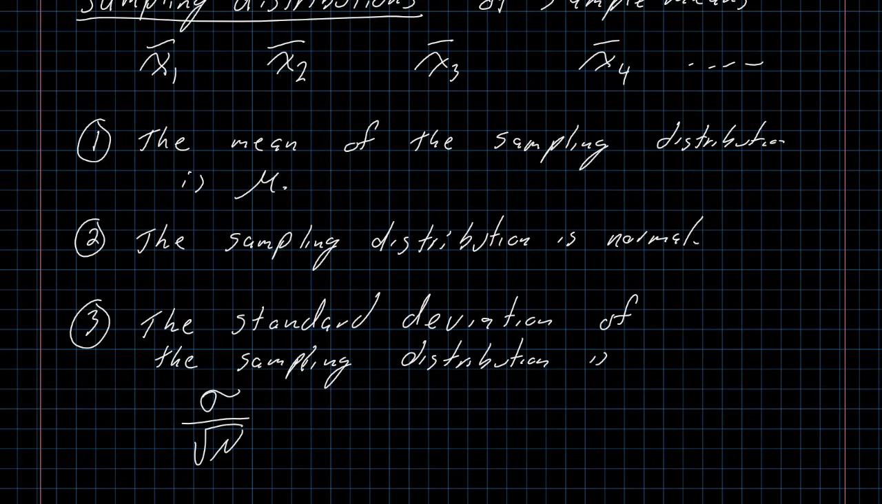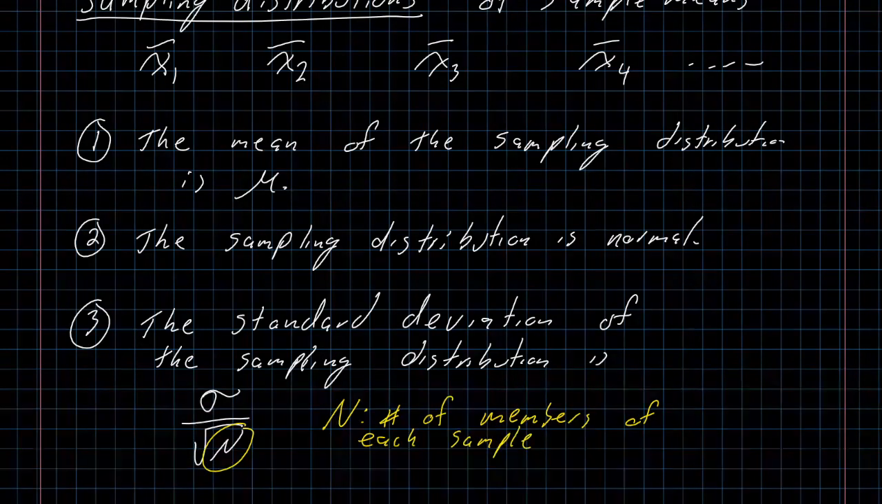The standard deviation of the sampling distribution is sigma divided by the square root of n. Right? So sigma here makes sense. Sigma is the standard deviation of the population. N is not immediately obvious. First of all, what is it? N is the number of members of each sample in the sampling distribution.